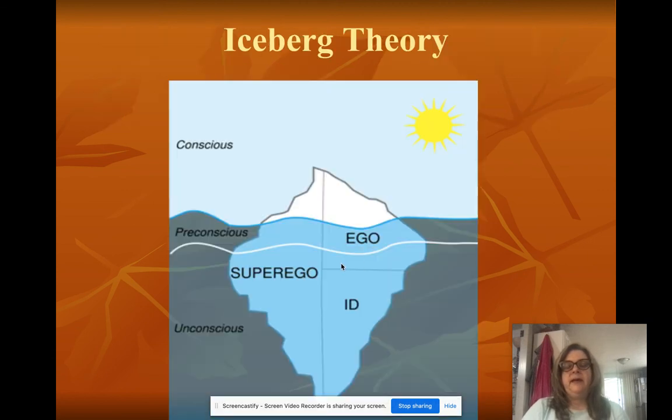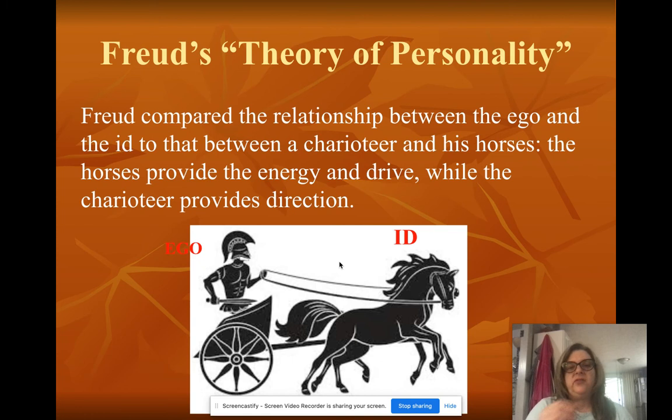Another way to look at it, and I'll come back to that drawing in just a minute, is like a man who is trying to drive a chariot, or I think in one of the videos it showed it as a man in a carriage. Your id is your horses. It's what drives you forward. It's what motivates you. It's instinctual. You need to survive. You need to eat. All the different things that you need to do.